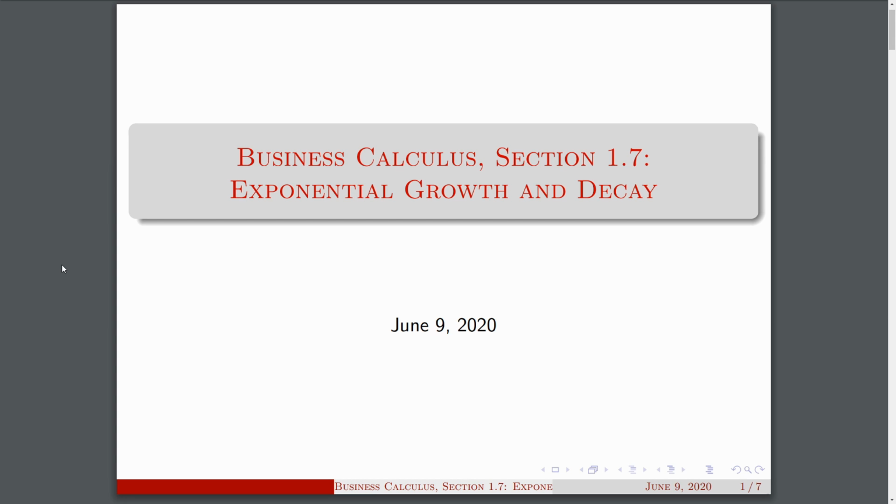Right, back at it again. Business Calculus section 1.7, last section of the chapter. And this section is about exponential growth and decay, something that we've already talked about. I guess they ran out of titles.